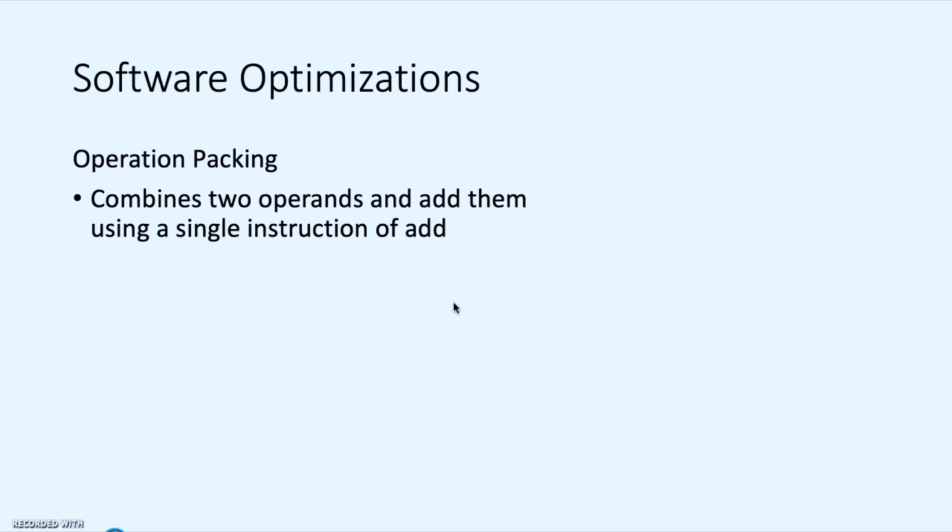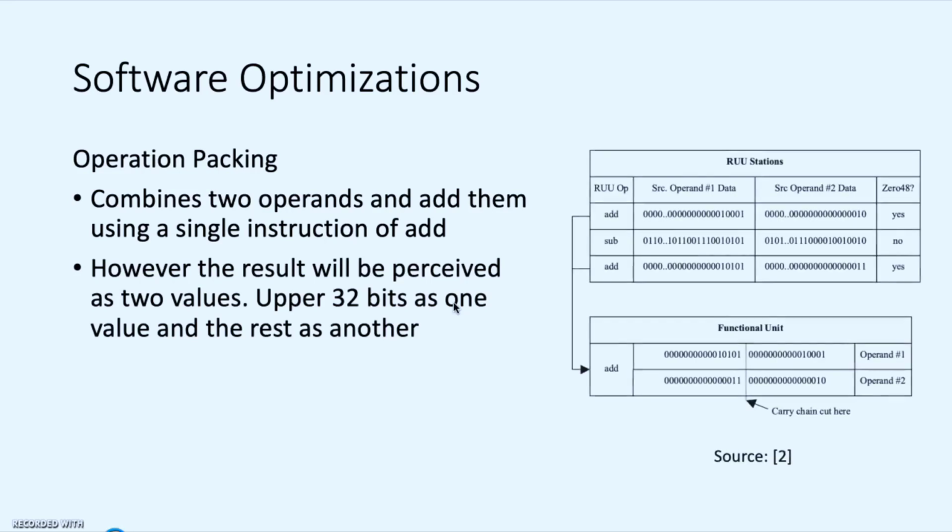So instead of doing that, let's say you want to add two 32-bit numbers. What you can do is pack two 32-bit numbers at a time, and then you can do two additions using a single add instruction. So this is how it goes. Let's say you have operand 1 here and operand 2 here for the first addition instruction, and for the second addition instruction you have operand 1 and operand 2.